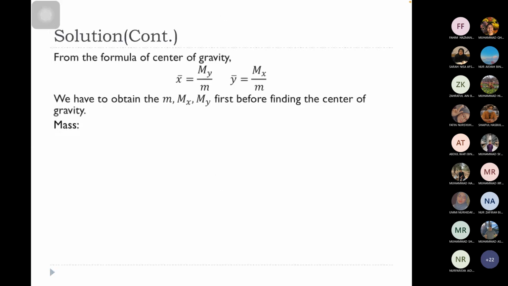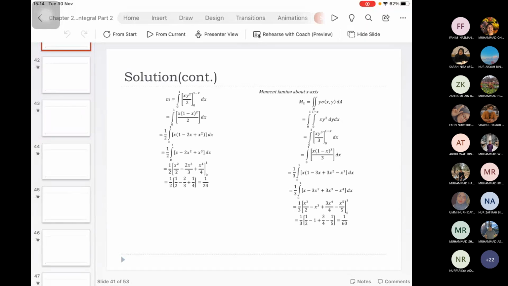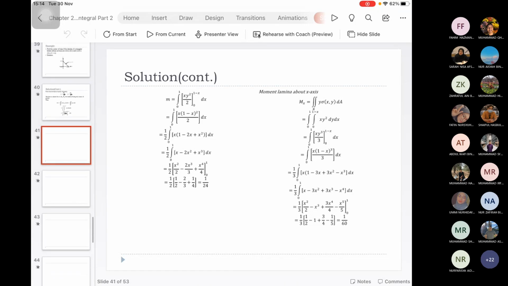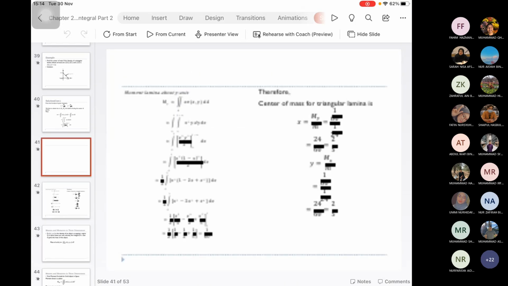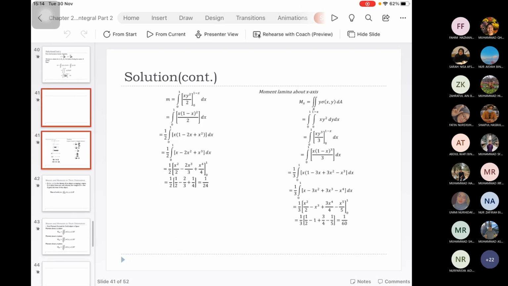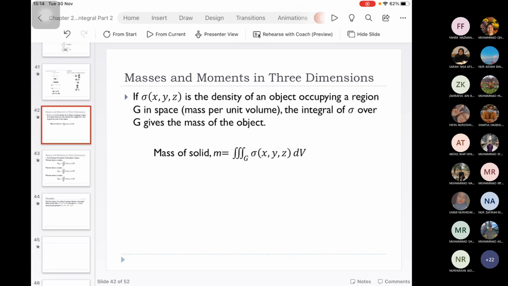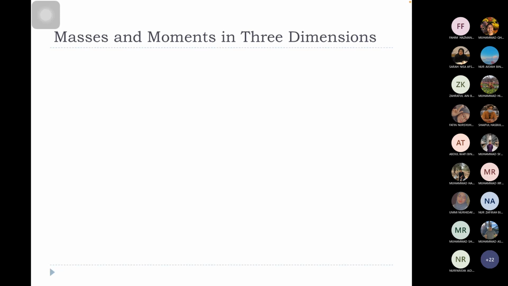Okay, so because we are dealing with three-dimension space, you are going to have the function of x, y, and z. Okay, we will take a look into this one. Okay, so masses and moments in three dimensions.